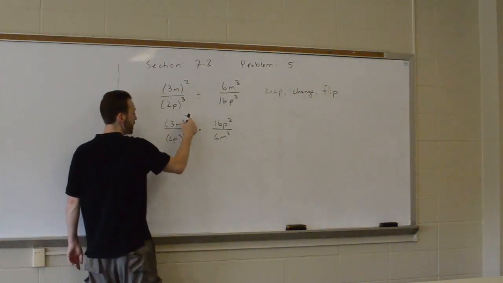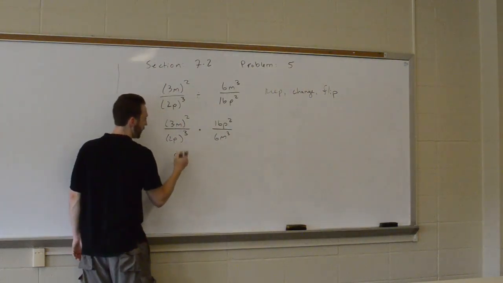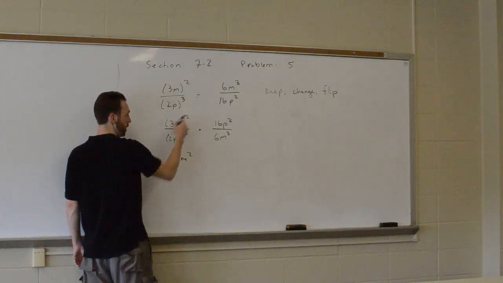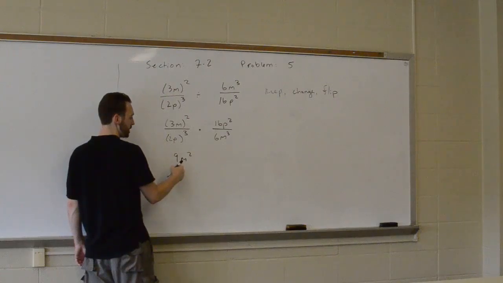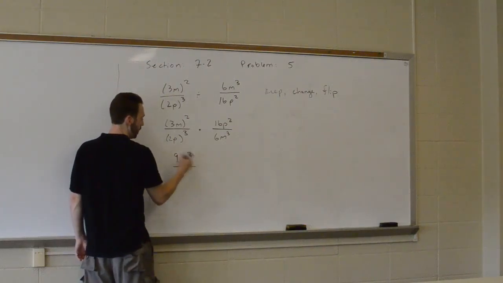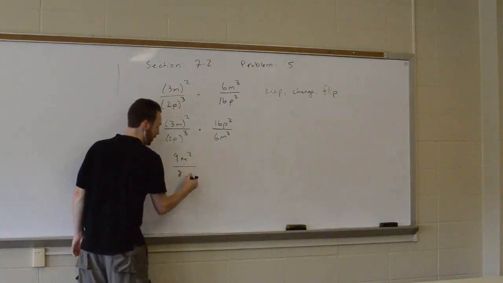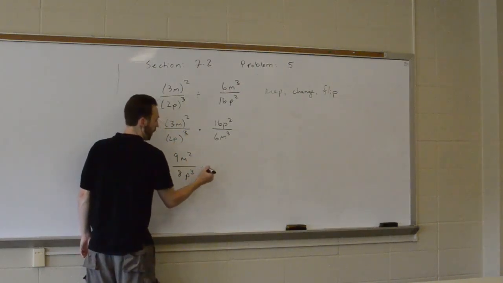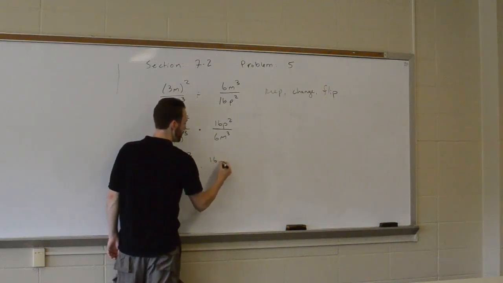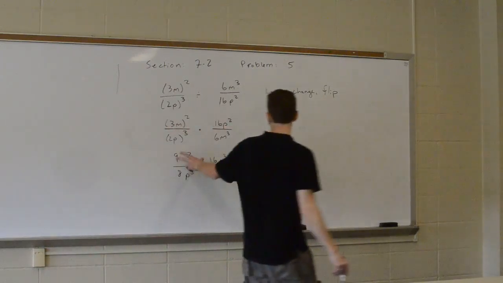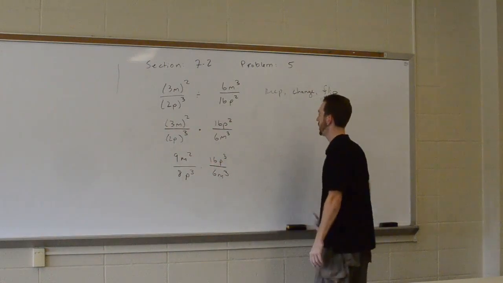So we end up with 3 squared, which is 9m squared. That's how we would rewrite 3m squared in parentheses as 9m squared. 2 to the third is 8, p to the third. And now we're still multiplying this by the 16p to the third over 6m to the third. Now we multiply these together, bring them all to the same line.